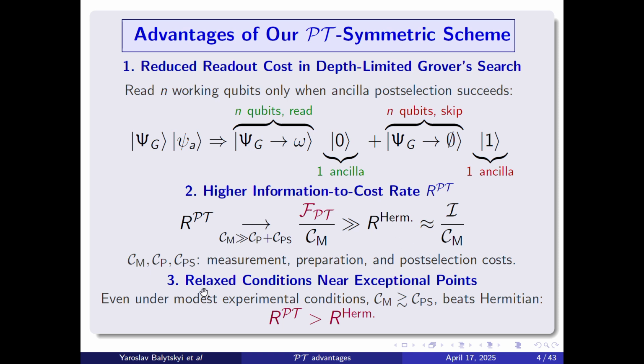However, what we found using our explicit expressions for this transformation is that this condition can be drastically relaxed, and in fact, even under modest experimental conditions, in a much wider range of parameters, PT-symmetric sensors beat their Hermitian counterparts in terms of information cost rate. So you can see this.